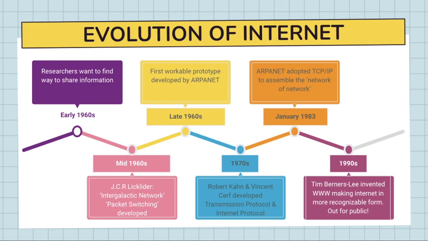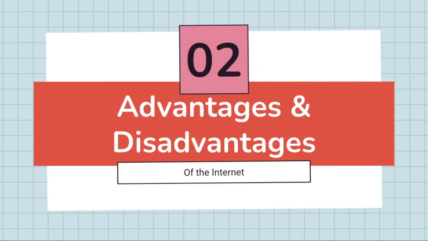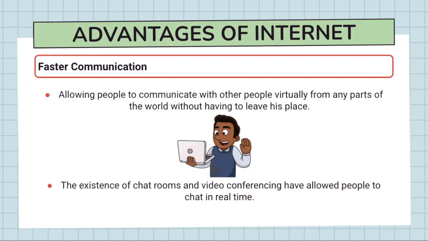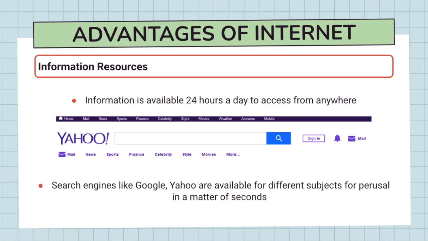Now, let's have a look at the advantages and disadvantages of the internet. First, let's look at the advantages. The first advantage of the internet is that it allows faster communication. It allows people to communicate with other people virtually from any part of the world without having to leave their place. The existence of chat rooms and video conferencing has allowed people to chat in real time. The next advantage of the internet is information resources.